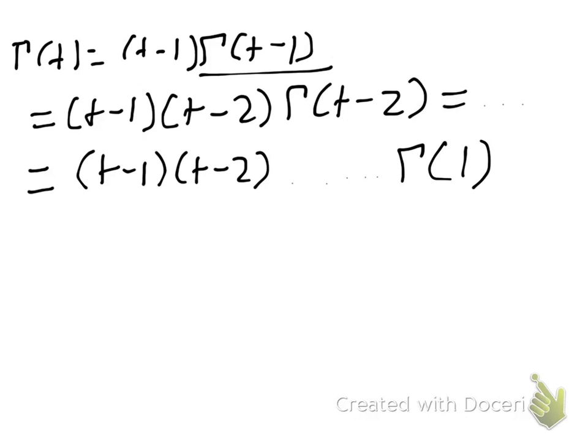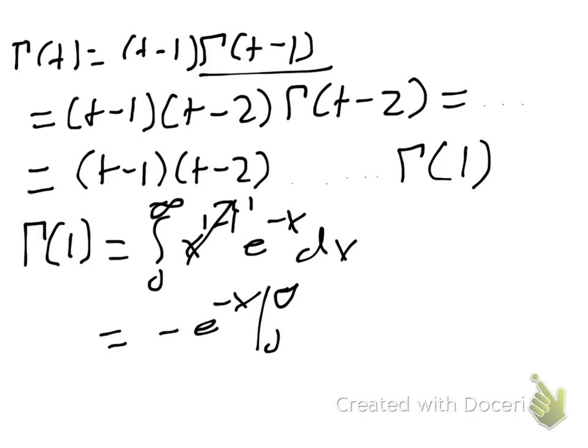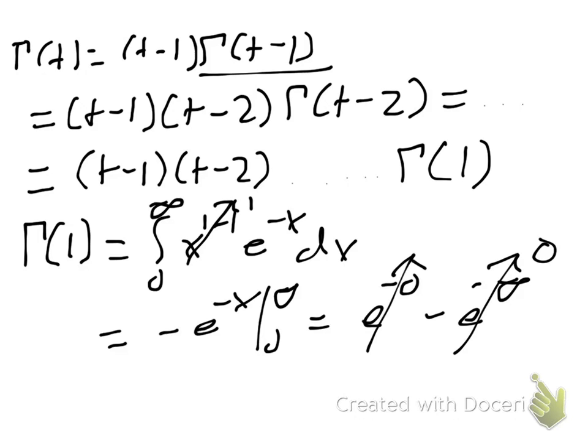Now note that we can stop here, because gamma of 1 is the integral of x^(1-1) e^(-x) dx. This x term is just 1. And so the integral of e^(-x) from 0 to infinity is just going to be -e^(-x) from 0 to infinity, which is going to give us e^(-0) minus e^(-infinity). This goes to 0, this goes to 1. Aha, and it turns out that this is 1.